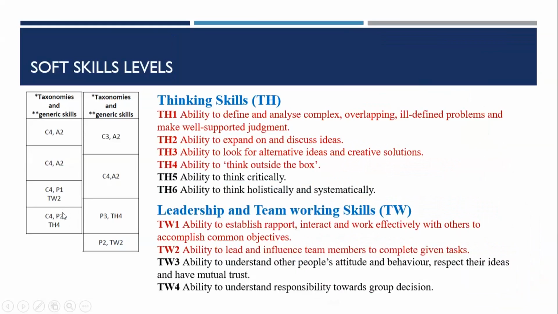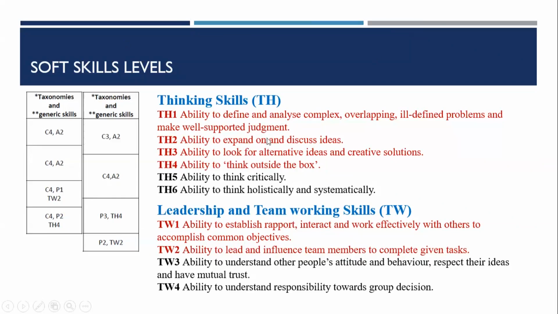In soft skills, TH and TW over here, these are the two soft skills that are going to be applied and assessed in this class, okay? So you see here we have TW2 and TH4. What it means is that for TH, we go up to the 4th level of that soft skill. So first level, ability to define and analyze complex, overlapping, ill-defined problems and make well-supported judgment. That is level 1. So for example, if you submit your project and you say, we did that because it's good, that's not really well-supported judgment, is it? So you will not be achieving TH1.